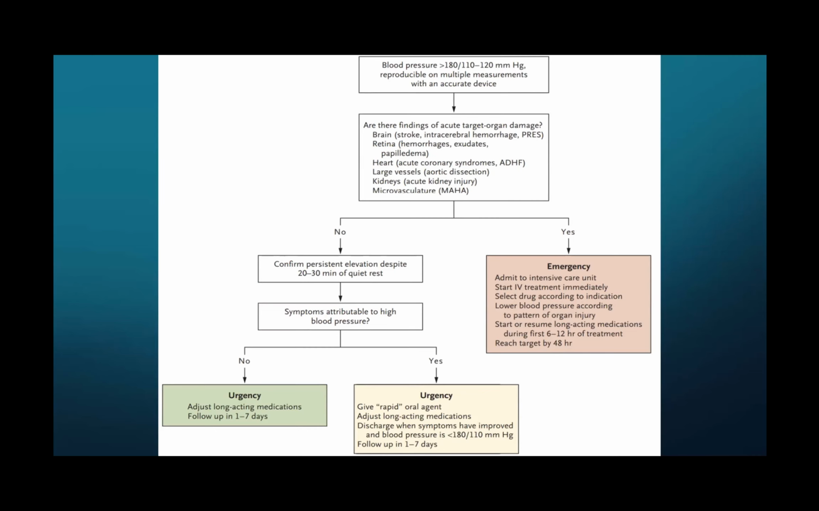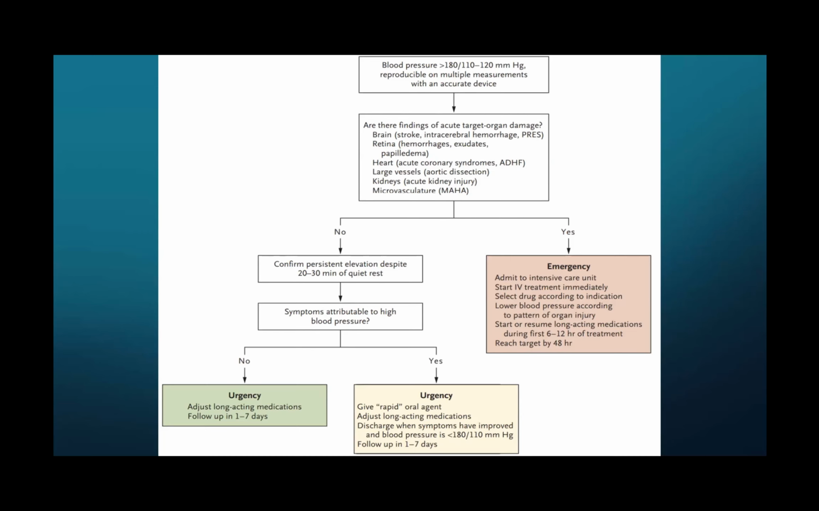So you advise 20 to 30 minutes of quiet rest, which again is very challenging in our ED. But ideally, you would want to give them 30 minutes of quiet rest and recheck their blood pressure. Now, patients can often have symptoms related to the high blood pressure, but not necessarily have any evidence of target end organ damage. So what I'm trying to tell you is patients can have hypertensive urgency and still have symptoms. But this doesn't necessarily mean that they need to go to a critical care unit.